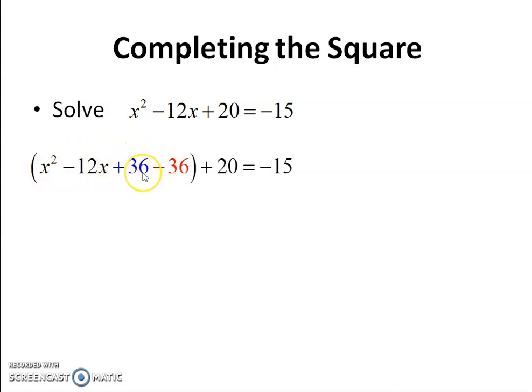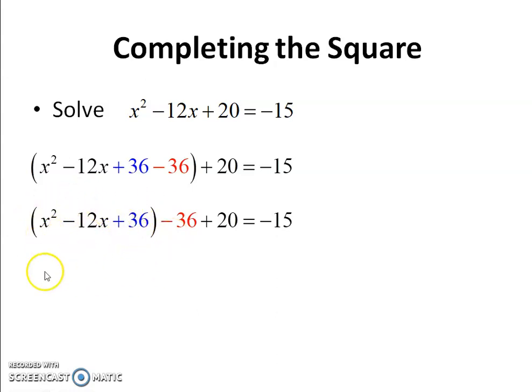This part here with the blue term is a perfect square. I just need to subtract the 36 that I added to make sure that it remains equal. And I move that out. Again, if there had been a coefficient here other than 1, I'd have to take that into account and multiply by the negative 36. But in this case, it's just 1, so that doesn't change. And this 36 that I added there completes this square. This is now a perfect square.